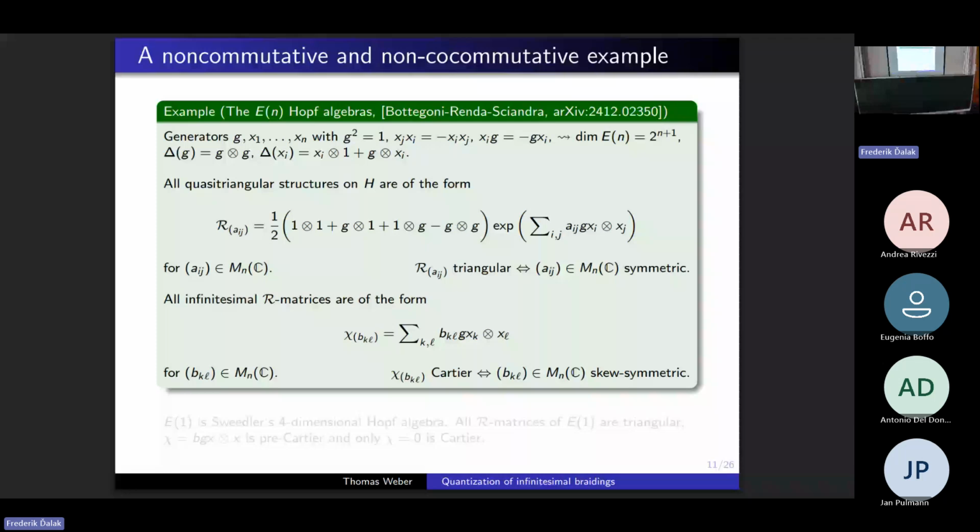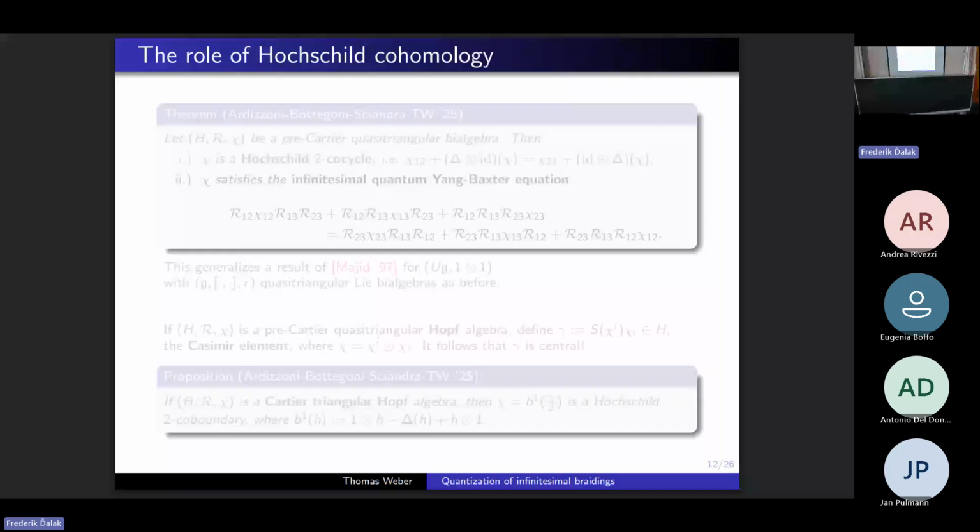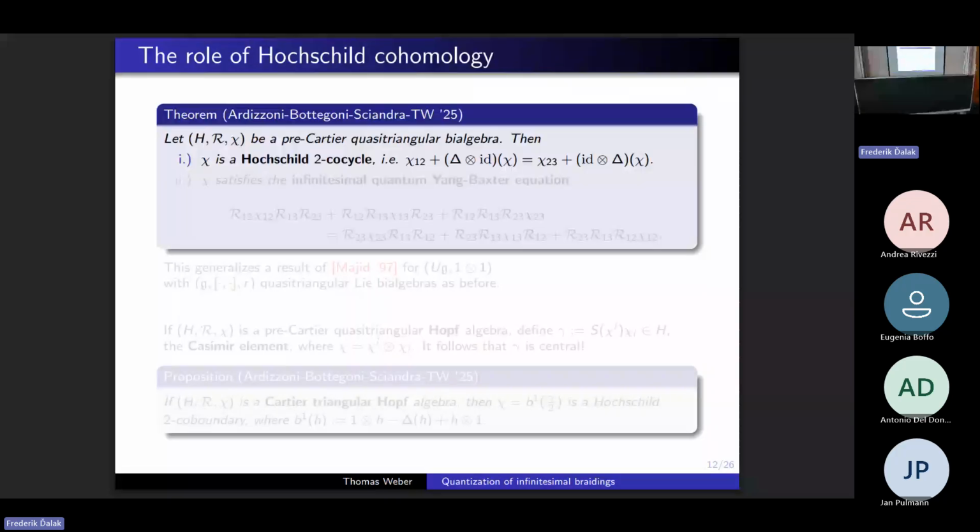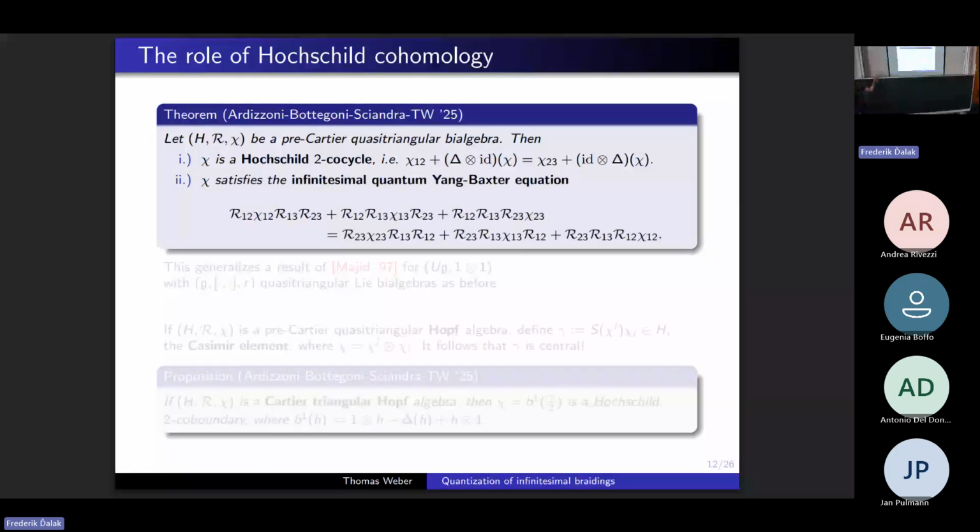And some comments on the E1 that maybe I skip. Okay, some properties of the chi are here. If you are given any pre-Cartier quasi-triangular bialgebra, you notice that the chi is a Hochschild 2-cocycle, which means that the following formula holds. And it's also fun to show that the infinitesimal quantum Yang-Baxter equation holds. It's a fun exercise. You simply write it down, you see it's correct. It's not as horrible as Fritzo's term that we saw last seminar, but it's also a scary formula.